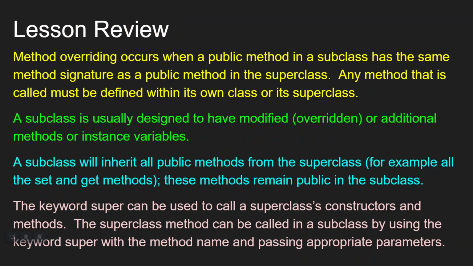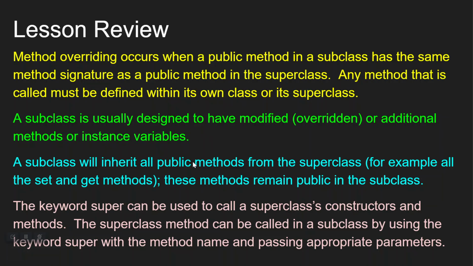All right, well, let's go ahead and wrap things up here, guys. Method overriding occurs when a public method in a subclass has the same method signature as the public method in the superclass. Any method that is called must be defined within its own class or its superclass. A subclass is usually designed to have modified or overridden or additional methods or instance variables.